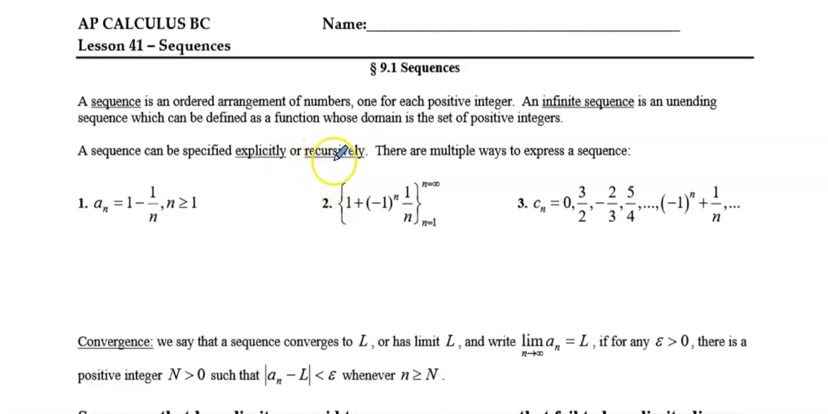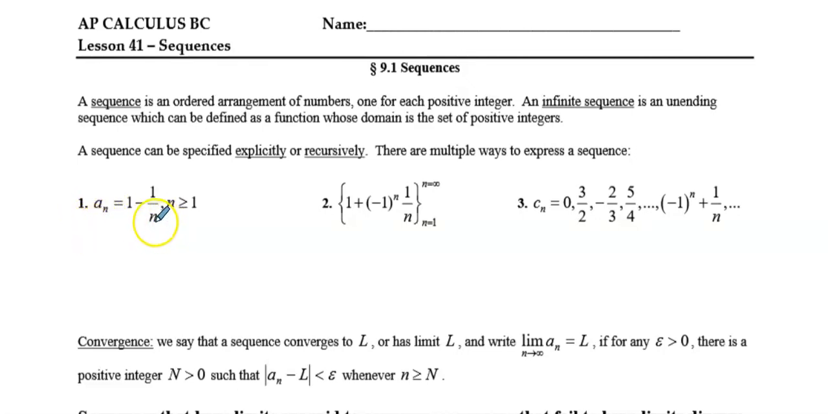Recursively would be dependent on the previous term. So it could be an expression like a sub n is equal to 2 to the a sub n minus 1 plus 5. So we would have to take the previous term and then do 2 raised to that power plus 5. And so that would be what the recursive one would look like. So let's go ahead and talk about how to represent these sequences.